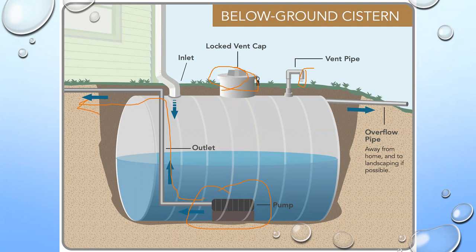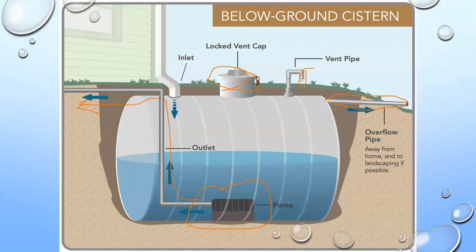You're also gonna need to overflow it. You're gonna want that overflow to run away from your home and, if possible, into landscaping, but it has to run onto your own property, same as before. You cannot flood your neighbor out with your rain system.